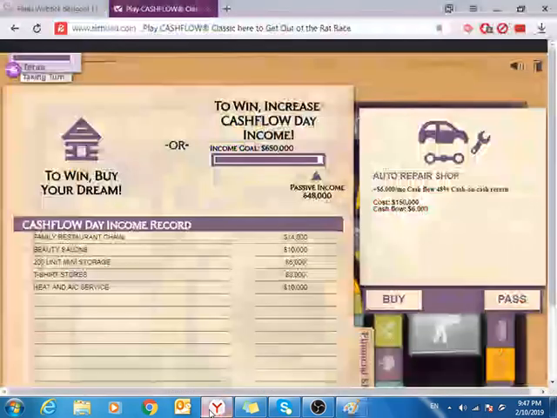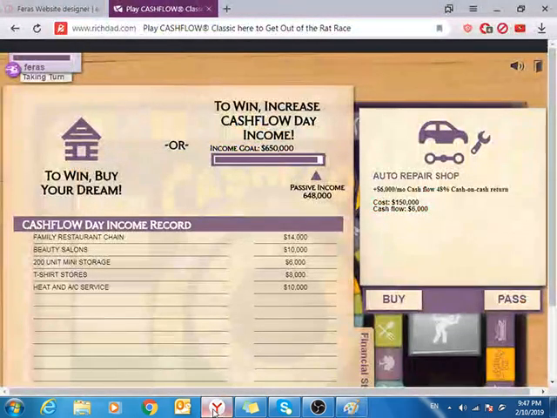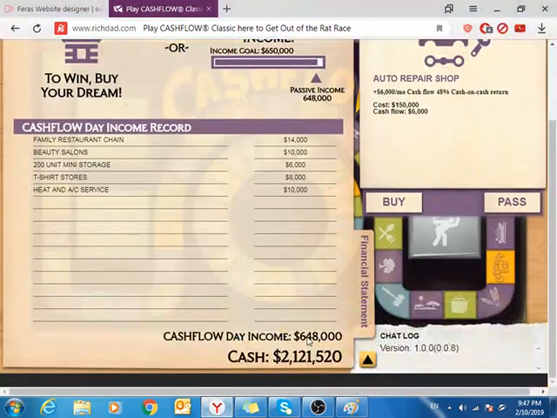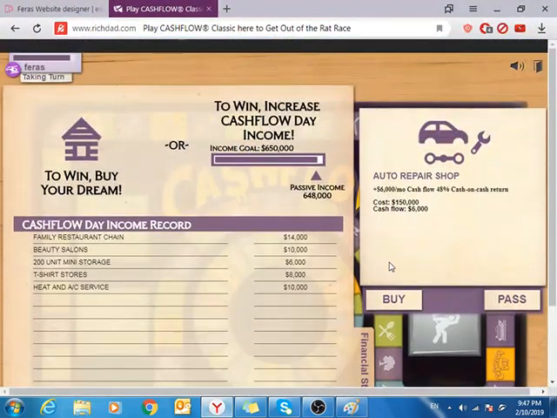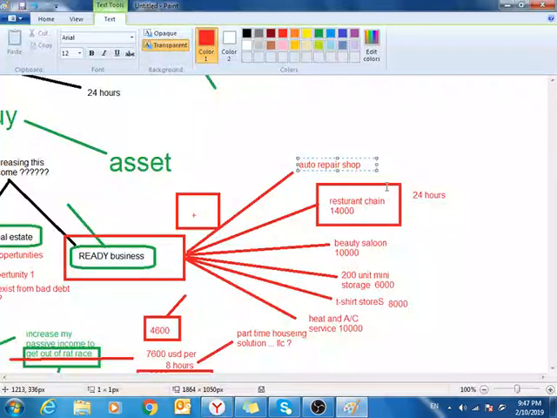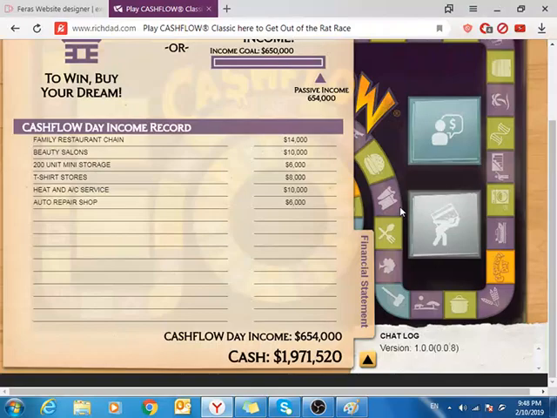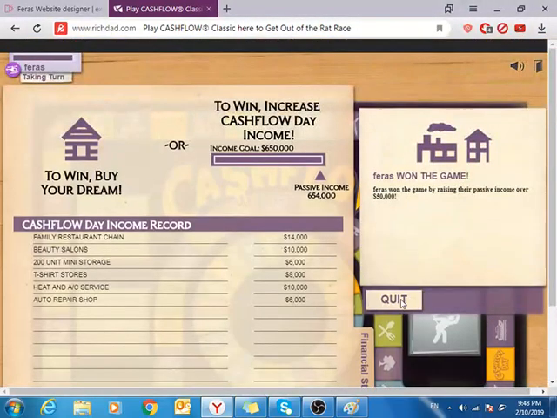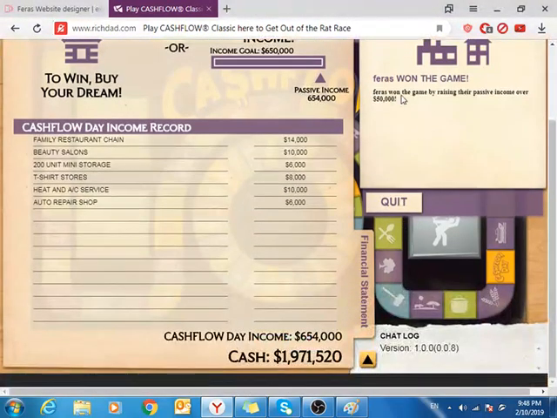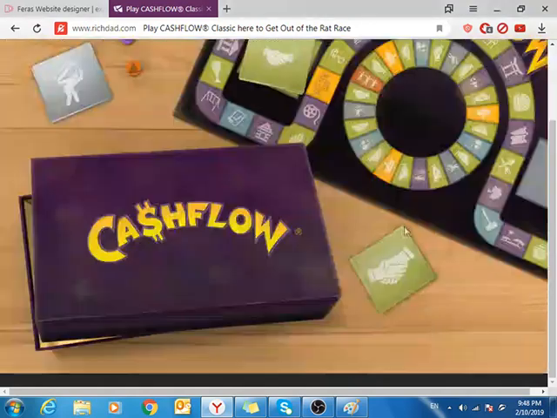The cost is 150, I have that, and the cash flow is $6,000 per day. So already the business is here. I'm out. If I said okay bye, I'm done. I'm out of the game. Feras won the game by raising their passive income over $50,000.